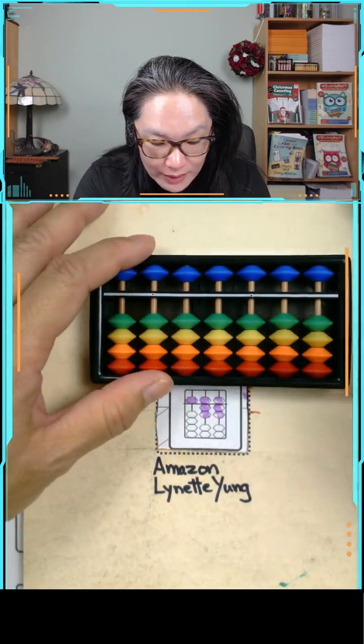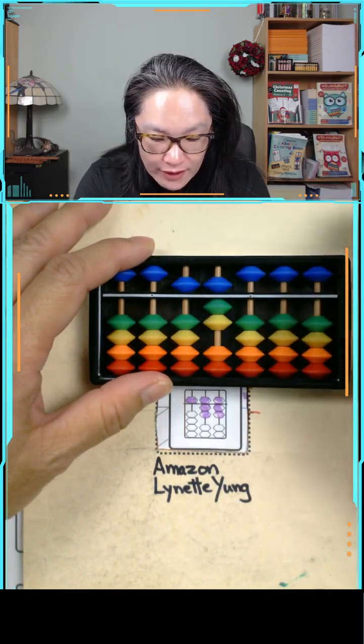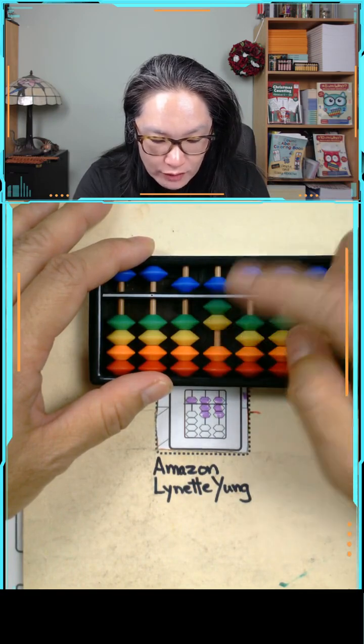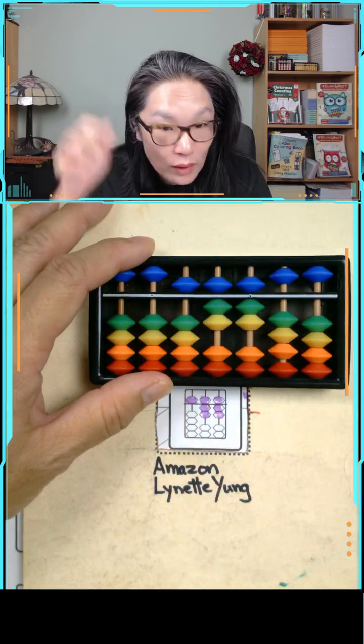We learn how to read the abacus, and then we start adding and subtracting on the abacus. So this is the value of 5. This is a value of 5 plus 2, and then again, 5 plus 2. That becomes 7.